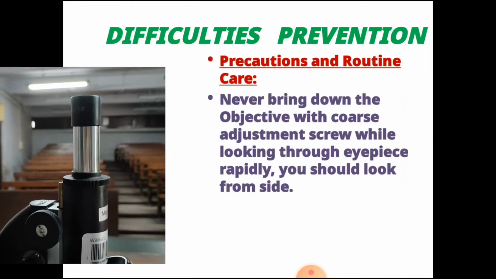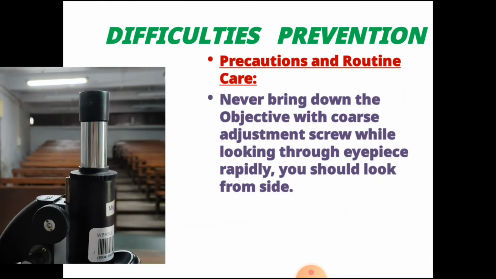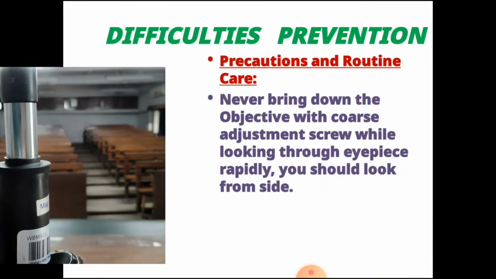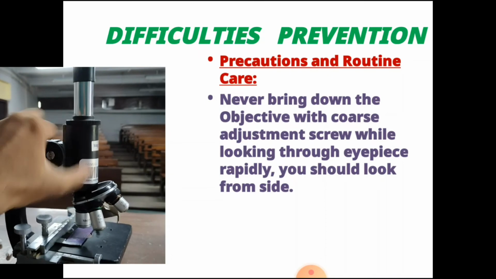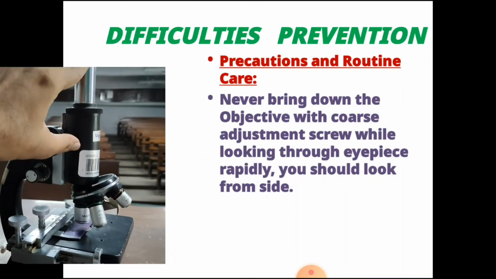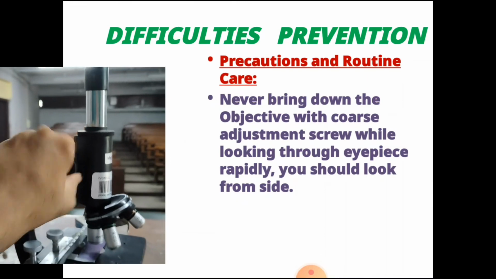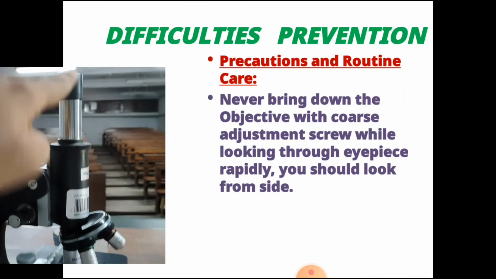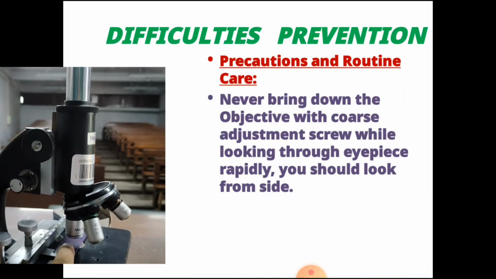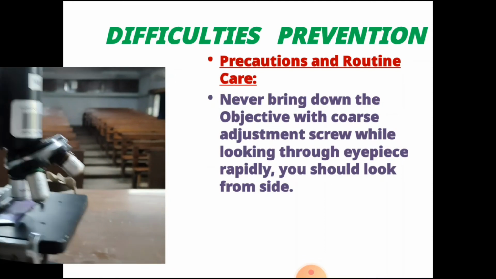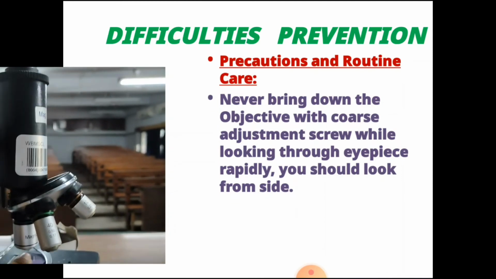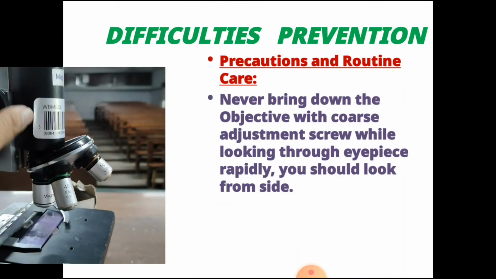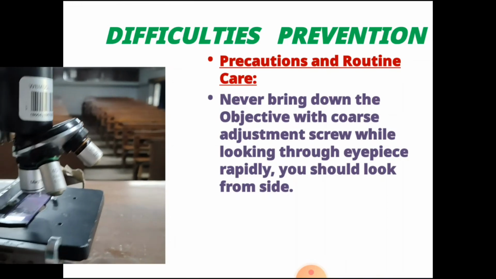Never bring down the objective with the coarse adjustment screw while looking through the eyepiece rapidly. Never bring down the objective and body tube rapidly using the coarse adjustment screw while looking through the eyepiece lens, because it may break the slide, or there may be damage to the objective lens. So, when bringing down, you should look from the side.